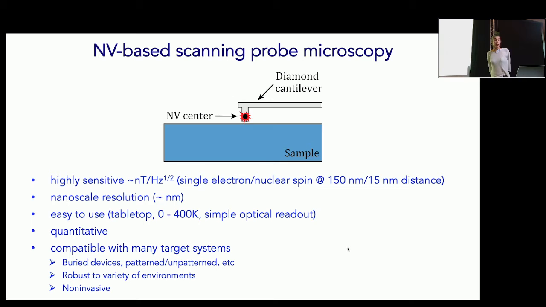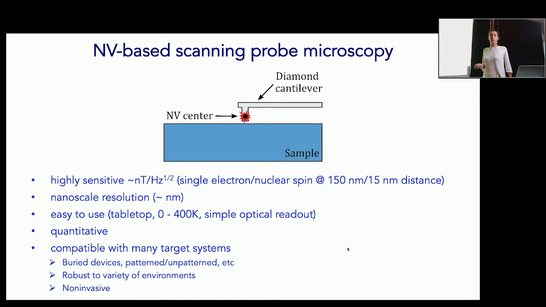So in particular, I think one exciting application of NV-based sensors is in local nanoscale spatial imaging of various samples, in particular condensed matter samples, where it's now possible to integrate single NV sensors at the apex of a scanning probe tip and scan it over some sample of interest. And there are some exciting features that this platform has.